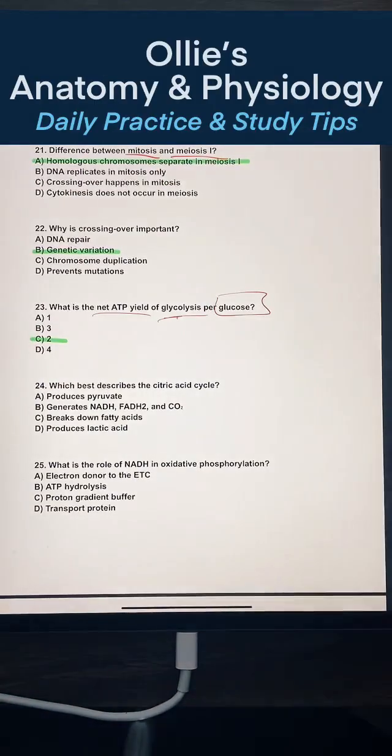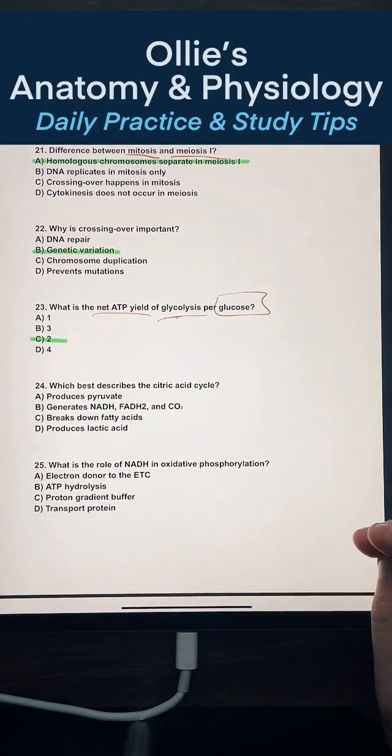It is C. It is 2. 4 ATP gets produced, 2 is used, so the net is 2 ATPs.